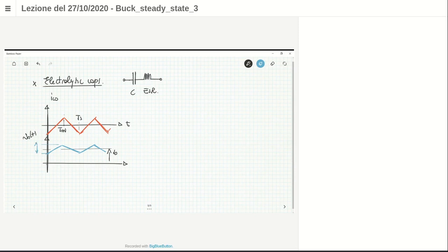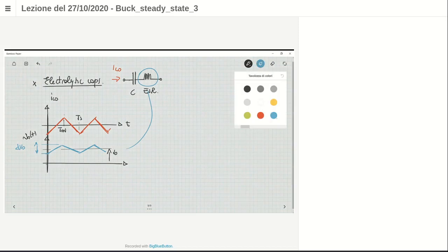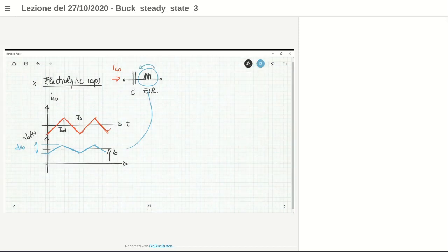Why do we get this kind of waveform here? Because of the ESR. It is the current flowing through this resistance that generates this kind of AC contribution. For the switching frequency, for the frequency of this ripple, it occurs at frequency Ts, the switching frequency.